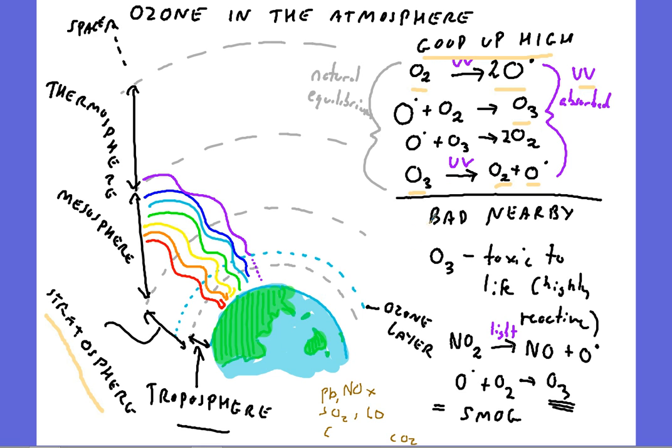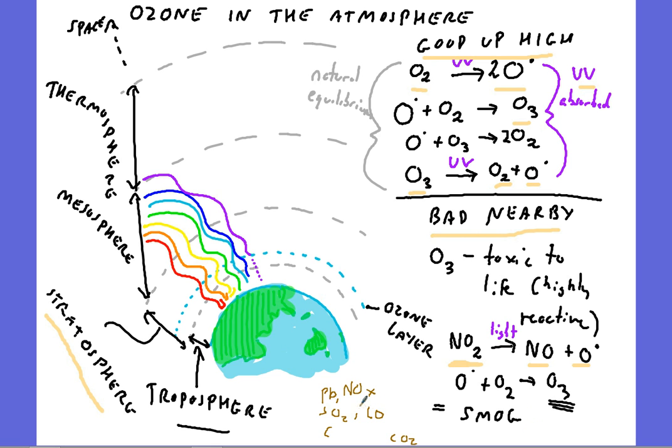But ozone, in fact, is bad nearby. It's actually bad in the troposphere. In the troposphere, it's toxic to life. It's a highly reactive chemical. It's dangerous to plants and animals. And one of the main sources of tropospheric ozone is nitrogen dioxide coming from car exhaust or combustion engines. And nitrogen dioxide, when it's hit by light, breaks down to nitrogen monoxide and oxygen-free radicals. Those oxygen-free radicals then react with oxygen molecules in the troposphere, producing ozone, which we know as smog.